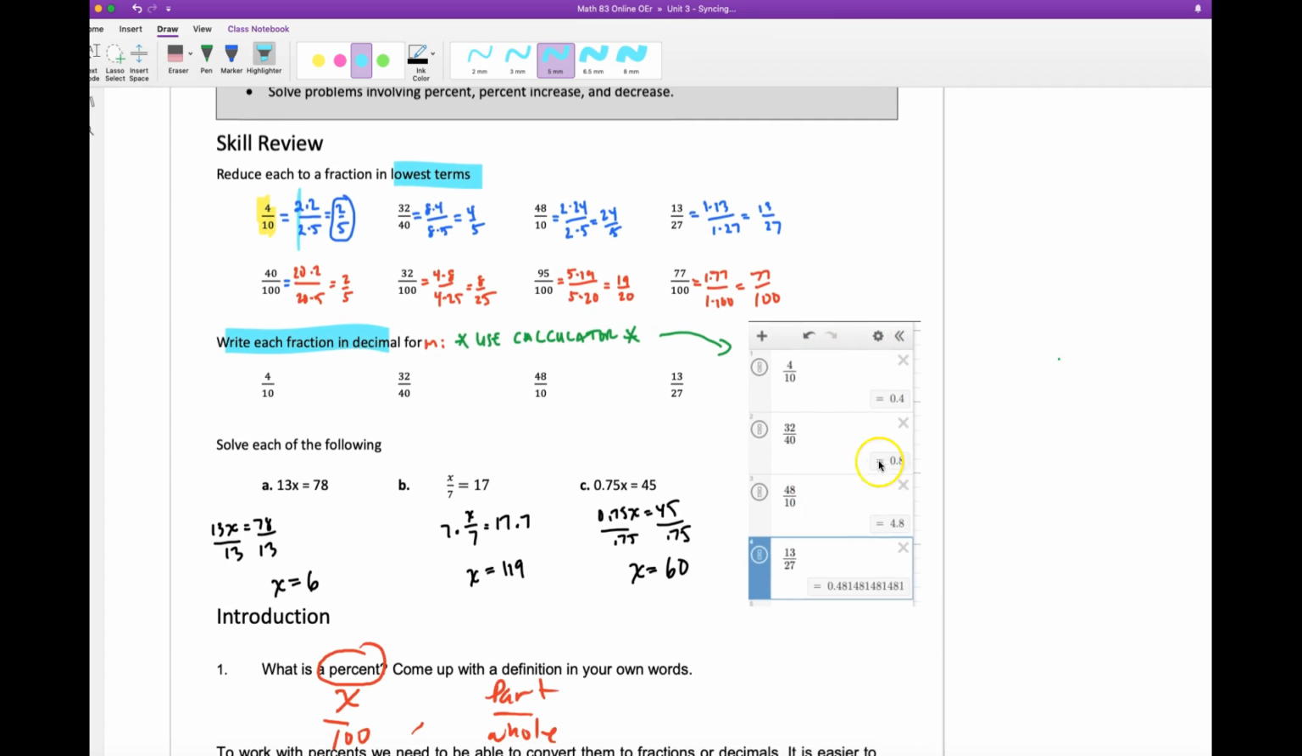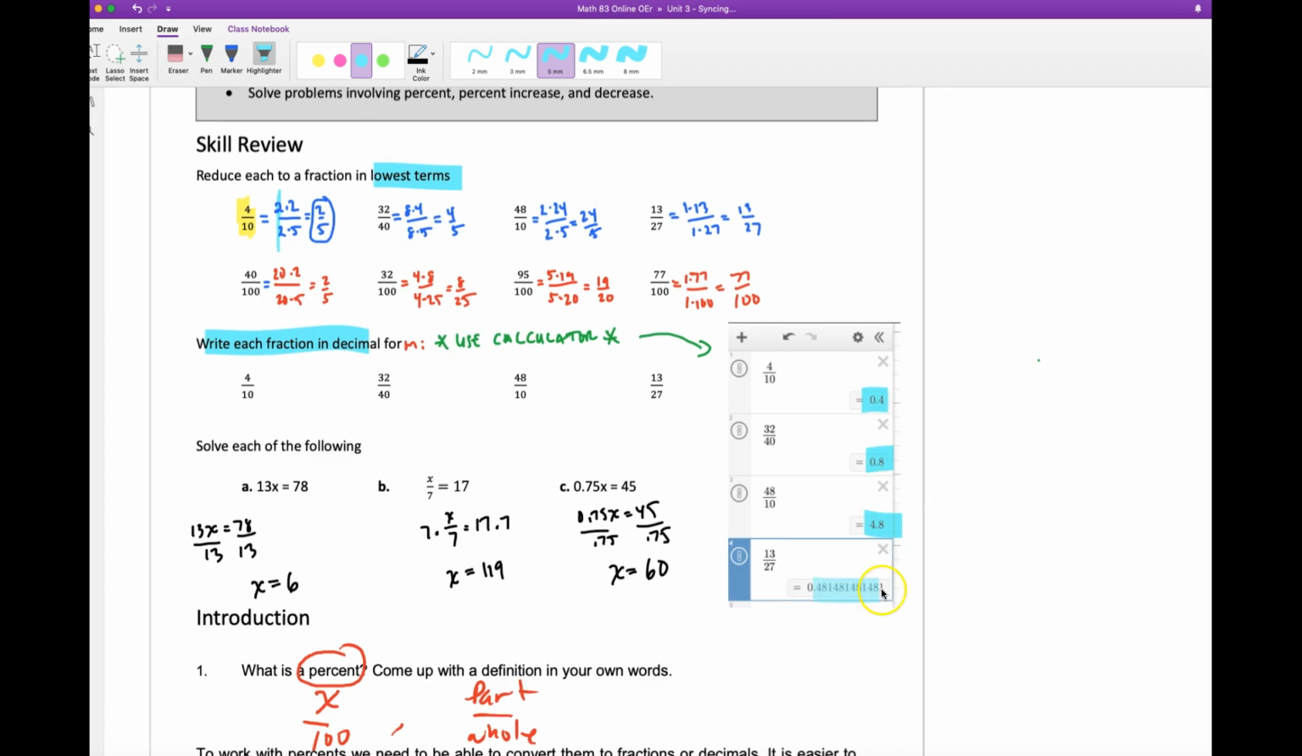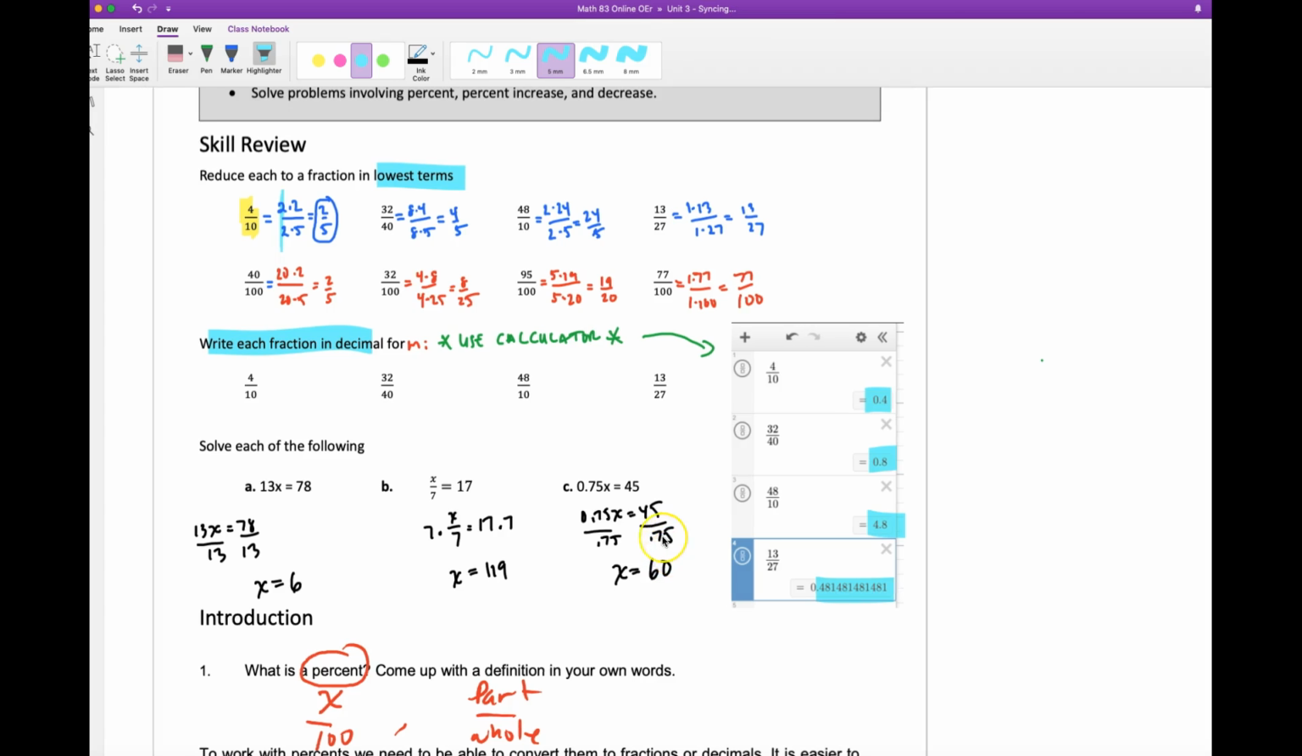This is a picture from Desmos. You can type that in or use any calculator so that you can get those decimal values right there. And so that's what we're looking at.